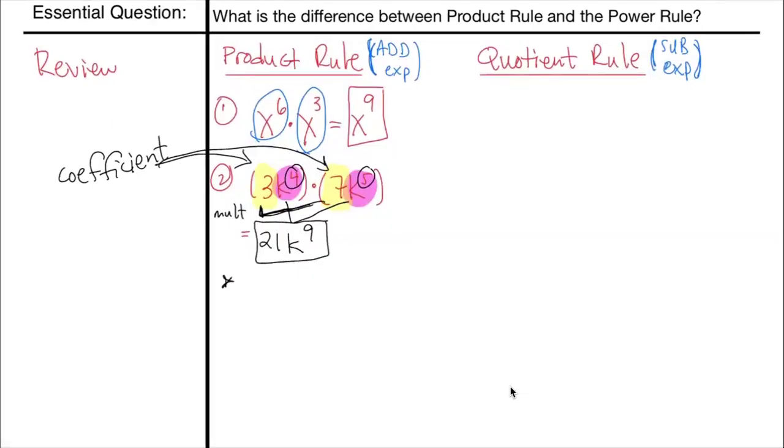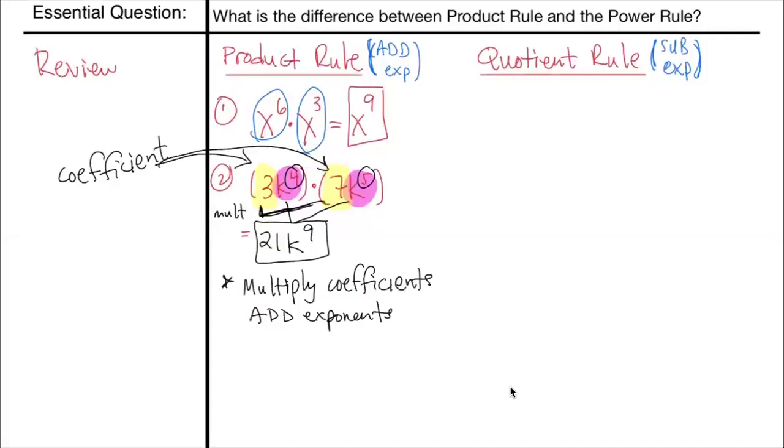21. So the rule there: multiply coefficients, and we're still going to add exponents. Multiply coefficients, and then we're still going to add exponents. Go ahead and write that down.